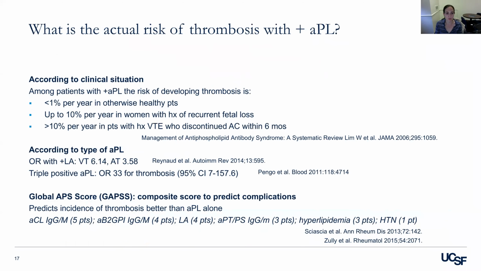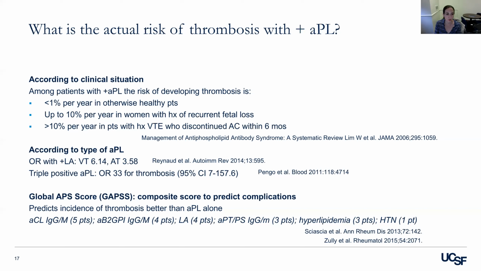And then to have some numbers in your mind, because I think these can be helpful as we're talking with our patients, counseling, and then thinking about what we might do to try to modify their risk. So for patients who are otherwise healthy, but have the presence of antiphospholipid antibodies, the risk appears to be perhaps less than 1% per year. This is in contrast to women who have a history of recurrent fetal loss. The risk of developing thrombosis is up to 10% per year.